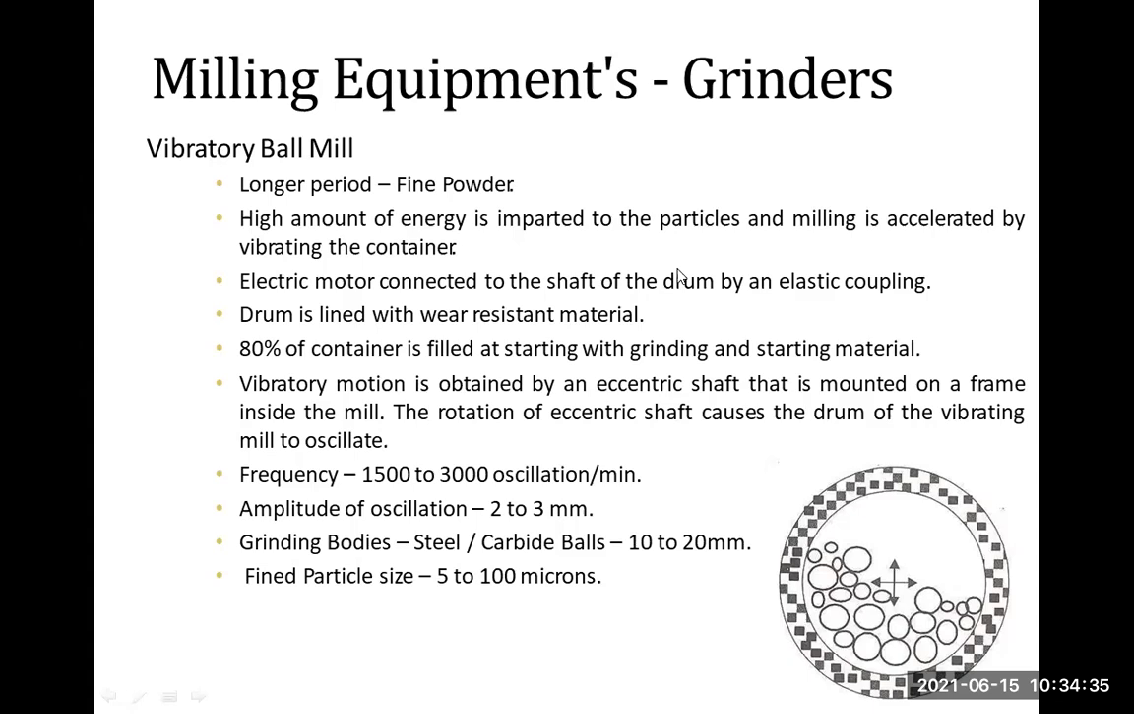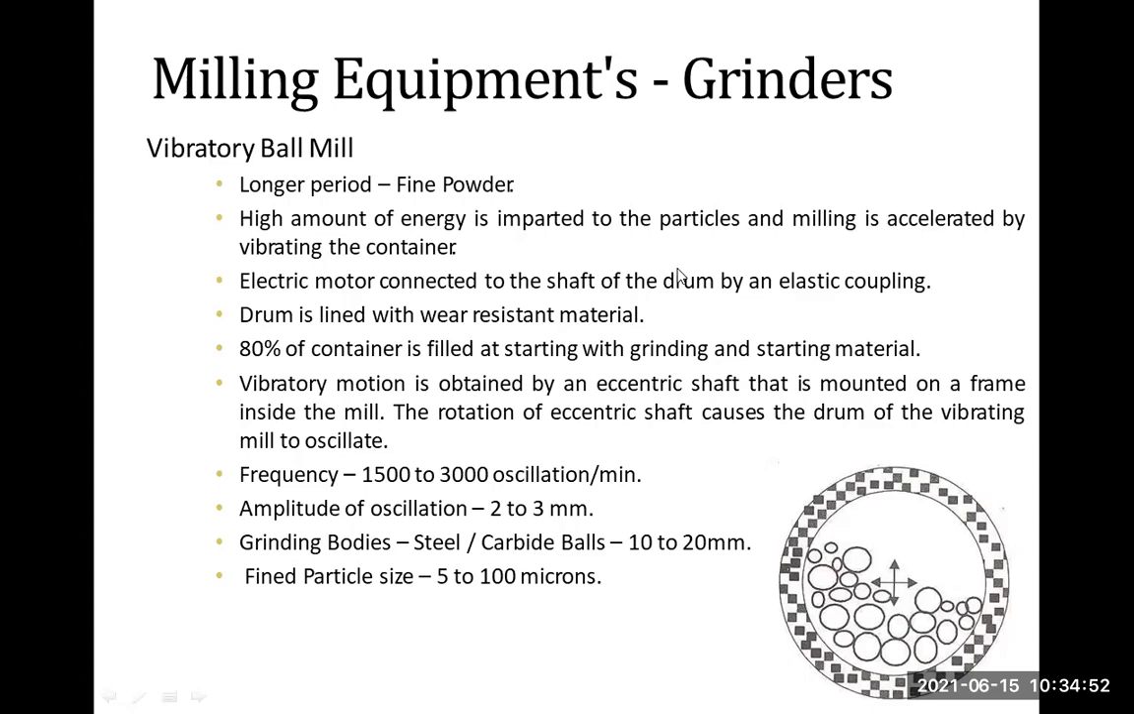Here, a drum is lined with wear-resistant material. 80% of the container is filled at the start with grinding and starting material. Frequency is 1500 to 3000 oscillations per minute. Amplitude is 2 to 3 millimeters. Amplitude of oscillation, just imagine the height.